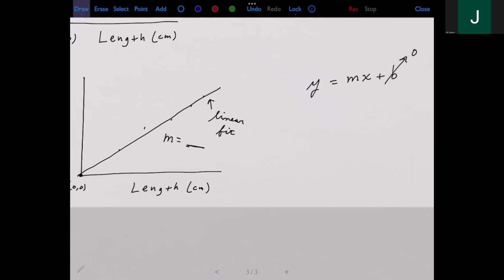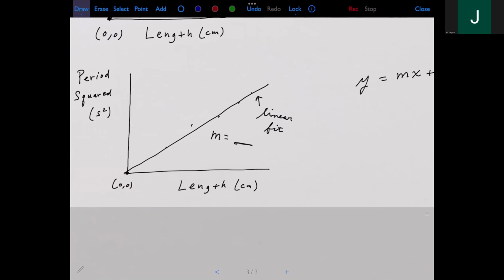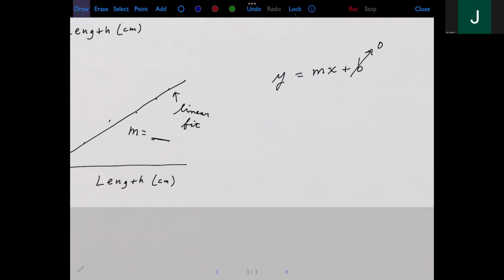The y variable is what's plotted on the y-axis. And what do we have on the y-axis? We have period squared, right? So period squared is like our y variable. Usually we denote period by T, capital T. So y is basically T squared, right? Period squared. And that equals m times the x variable.